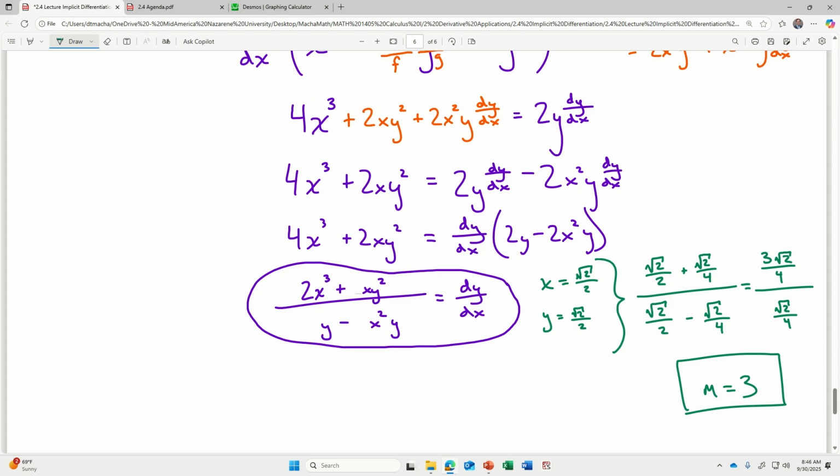I'm confused how you got 3. Right here. So this is a half plus a fourth, and you get 3/4. Okay, I see. Thank you. So you plugged it into the equation that we just got for dy over dx. Yeah. I plugged these values for x and y into this equation. And I was also simplifying as I went along.